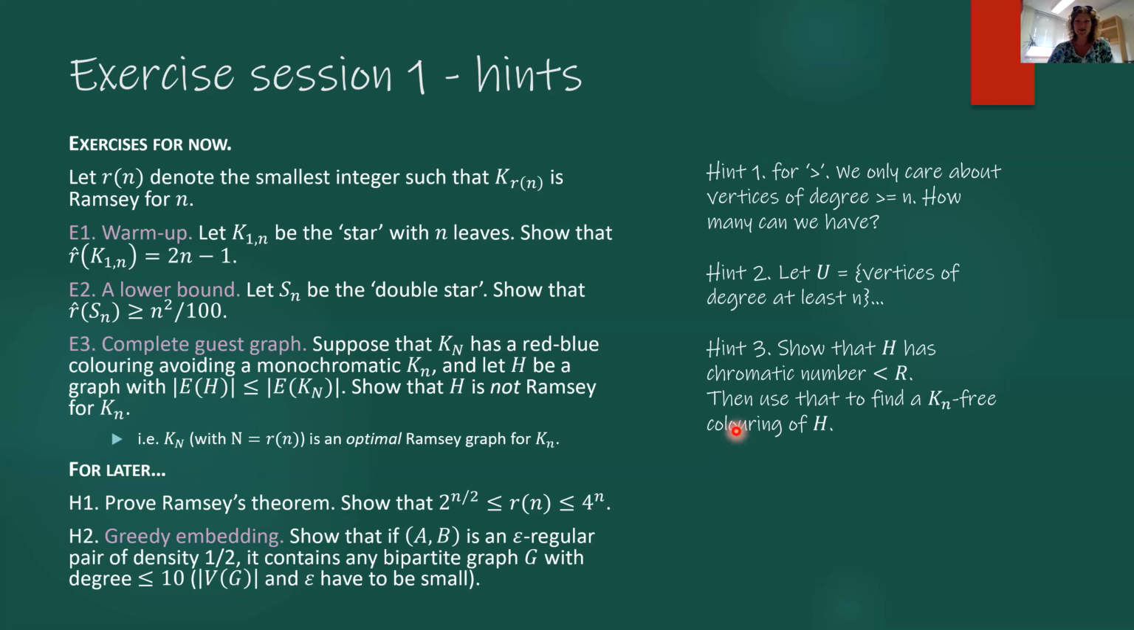Okay, it looks like 2 wins, so it's the lower bound for the double star. We'll do 2, and I'll show you what the Ramsey graph for K1 is, or someone else will, and then we'll see if we have time for a bit of 3. Okay.